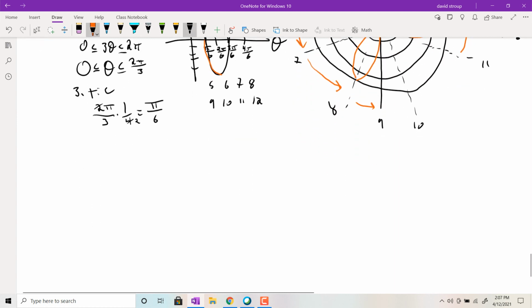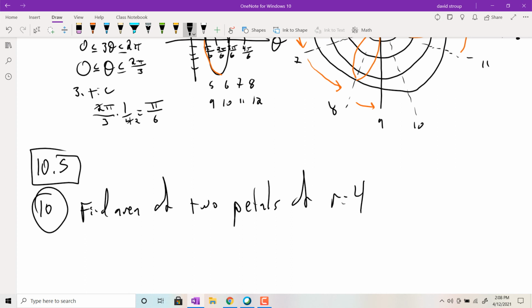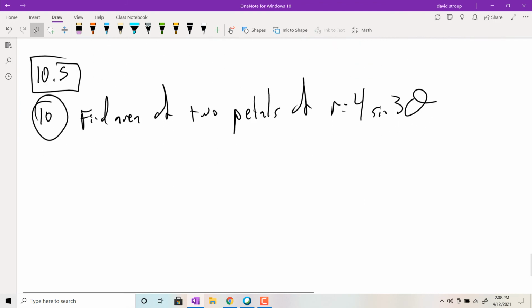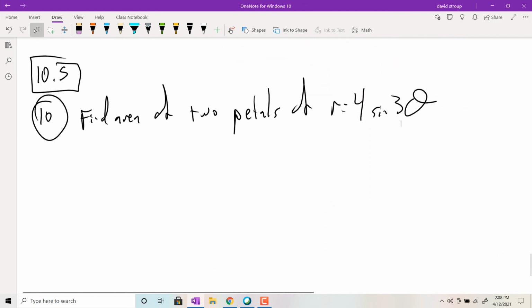So in section 10.5, number 10, find the area of 2 petals of a rose petal. Find area of 2 petals of r equals 4 sine 3 theta. So you got to graph it. There's no way to get around it, and you got to do it by hand because the calculator ain't going to tell you where one petal ends and one petal begins.